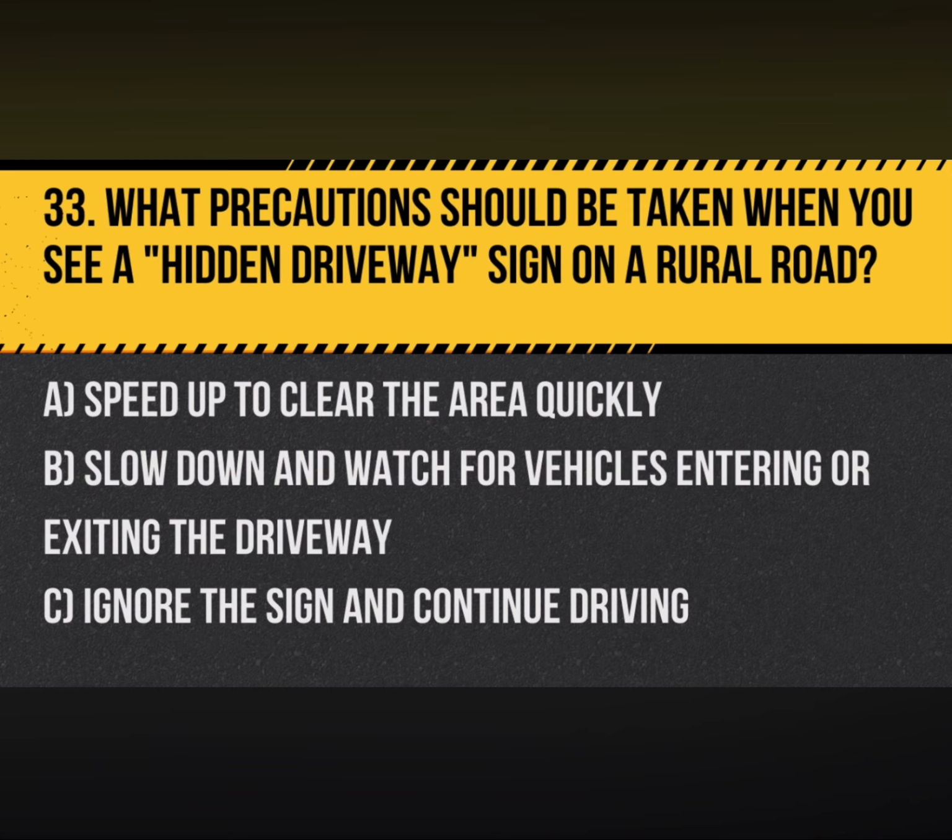Question 33. What precautions should be taken when you see a hidden driveway sign on a rural road? A. Speed up to clear the area quickly. B. Slow down and watch for vehicles entering or exiting the driveway. C. Ignore the sign and continue driving.